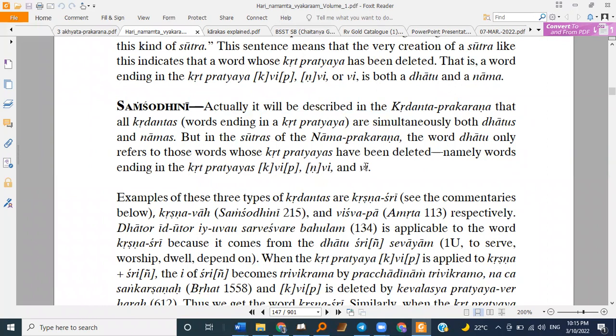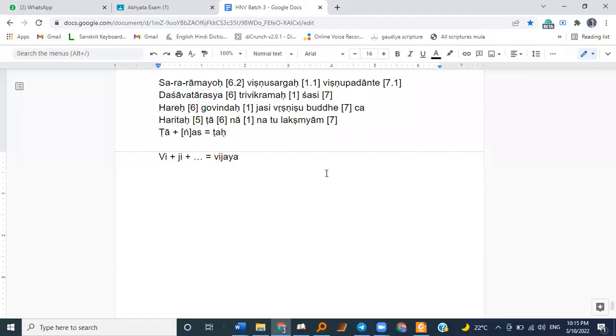So what happens is, like in Kridanta Prakaranam, chapter 5, we take a dhatu, let's say Ji, we add a Kridanta Pratyaya, and then after the declension, we get a noun, let's say Jaya.